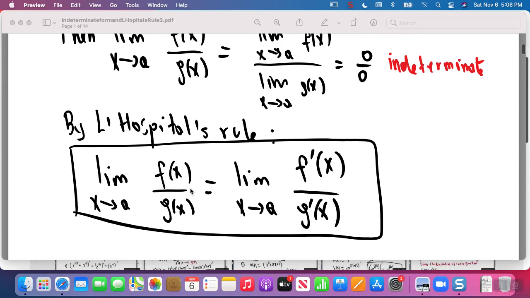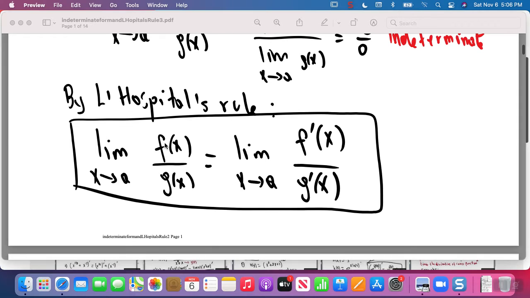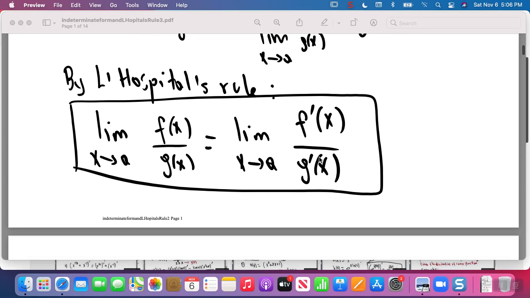So if you have a case of 0 over 0, such as what I explained here, L'Hopital's rule says that to continue taking the limit, you can take the derivative of the function f of x divided by the derivative of the function g of x, and then apply the limit as x approaches a to the quotient of the two derivatives. So this is what we call L'Hopital's rule. This is not the quotient rule of derivatives. It's just taking the derivative of f of x divided by the derivative of g of x, and then applying the limit as x approaches a to that quotient.